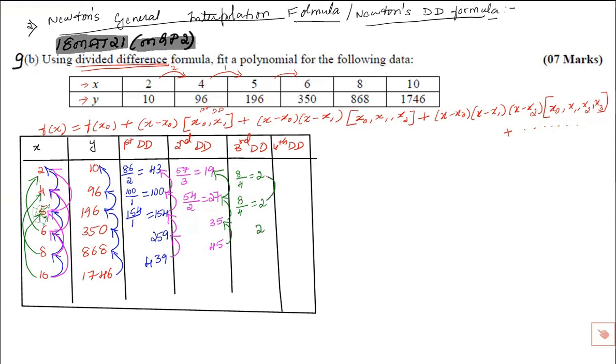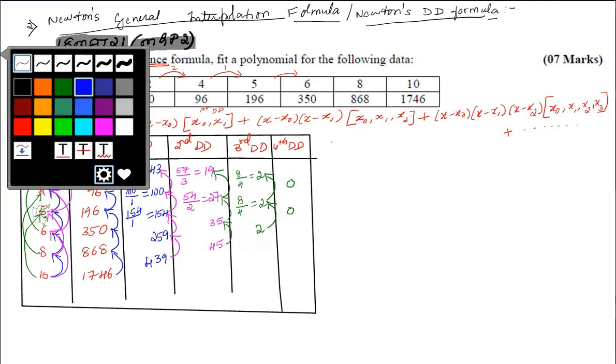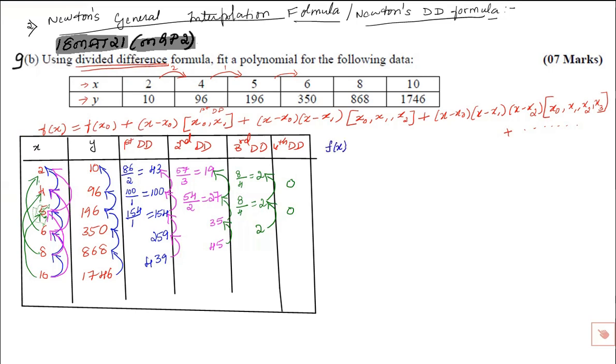Next, the fourth divided difference: 2 minus 2, the numerator is 0, so it is 0. And 2 minus 2 is 0. Actually, 2 minus 2 divided by 8 minus 2, and for the last one the denominator is 10 minus 4, but actually it is 0, so no need to compute because the numerator is 0. Now we will apply the formula. f of x equal to f of x naught, these values, these are the leading entries.